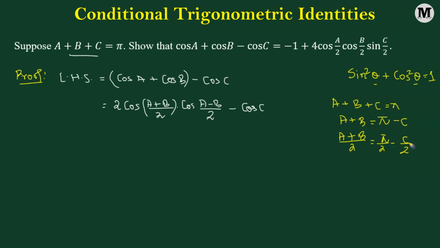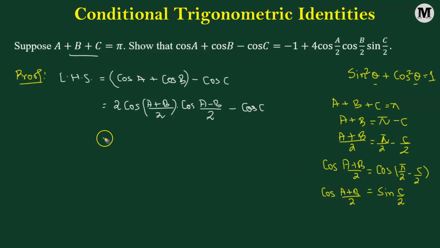Now we take the cosine on both sides. We get cosine of (A plus B) divided by 2 equals cosine of the angle pi over 2 minus C over 2. What is cosine of pi over 2 minus some angle theta? That's given by sine of that angle theta. In our case, theta is simply C over 2. In other words, cosine of the angle (A plus B) over 2 is the same as sine of C over 2.